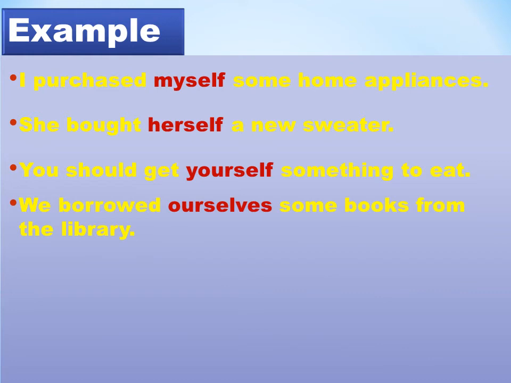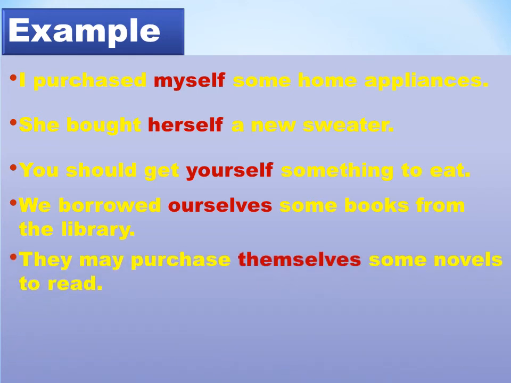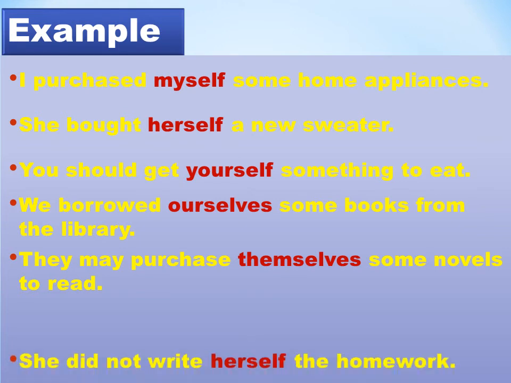We borrowed ourselves some books from the library. Here we is the subject, borrowed is the verb, and ourselves is the reflexive pronoun as indirect object. The next sentence is, they may purchase themselves some novels to read. Here, they is the subject, purchase is the verb, and themselves is the reflexive pronoun as indirect object.